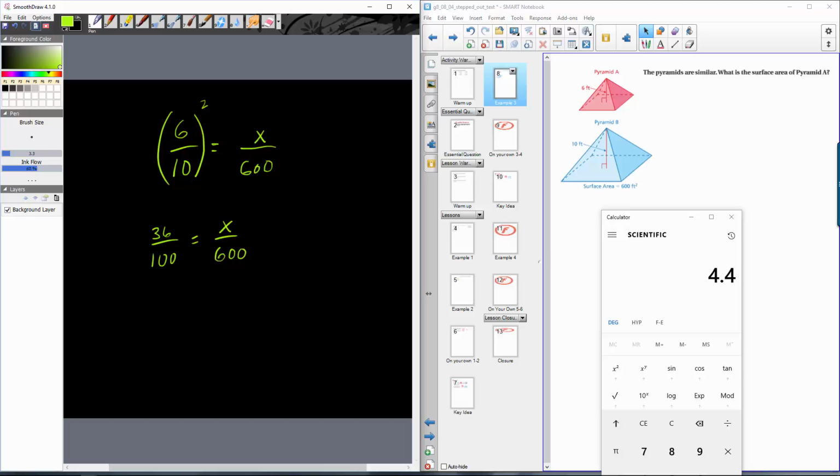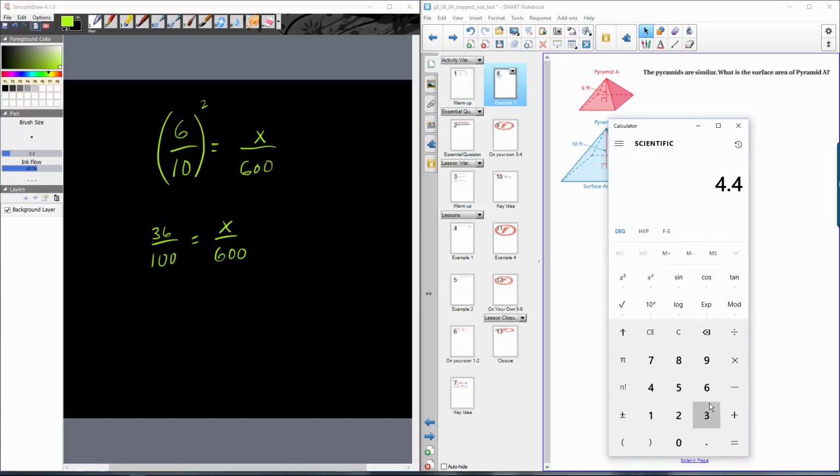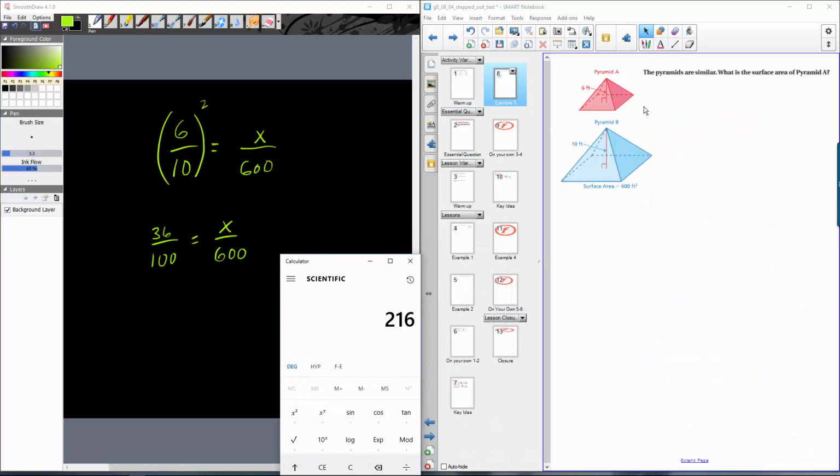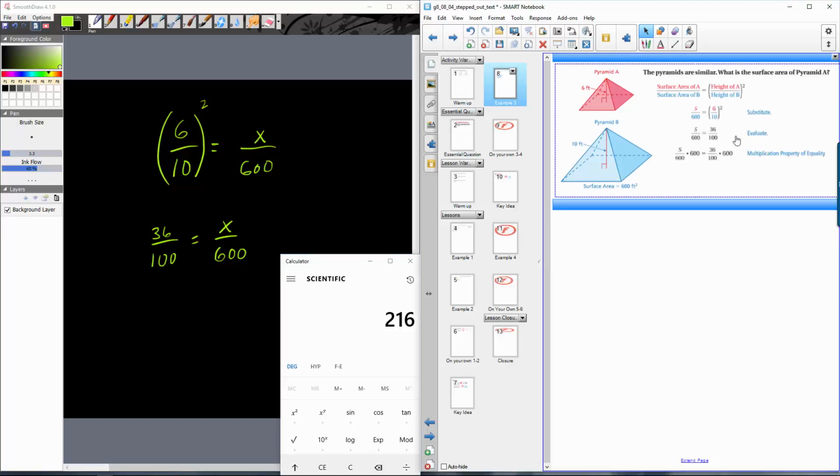Well, I can cross multiply, and when I do that, I'll get one number. I can also look here and see, well, it's going up by 6 each time, right? Times 6. So I would take 36 times 6, and I get 216. But let's do it the other way. Let's take 36 times 600, and then I divide that by 100. I get the same number, 216. So for this one, the answer is going to be the surface area is 216. Let's see if that works. I plug it in, and sure enough, the surface area is 216.